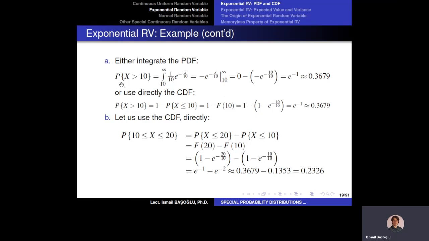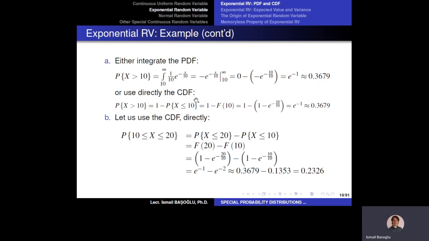Now, the first part asks the probability of waiting more than 10 minutes. Therefore, we are looking for the probability of x being greater than 10. And that is the integral of the PDF, which is lambda times e to the power minus lambda x, where lambda is 1 over 10. And we are going to integrate the PDF in this region from 10 to infinity. And the result of this integral will be e to the power minus 1. And e to the power minus 1 gives you a 0.3679. So this is the probability of waiting more than 10 minutes.